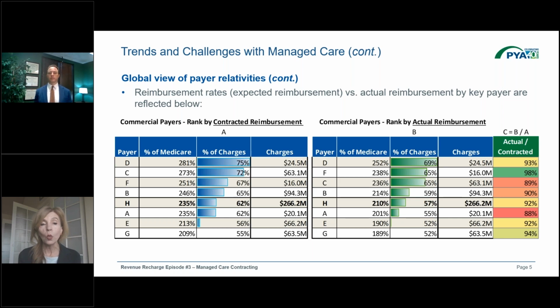We also like to compare what's expected in terms of reimbursement, which is the chart on the left, with what we're actually seeing come through paid claims, which is the chart on the right. And you'll see that there are often gaps between what we should be receiving in reimbursement and what we're actually receiving in reimbursement. And then we develop a scorecard of which payer is closest to the reimbursement expected versus actual, and which payer has the largest gap between actual and expected reimbursement.